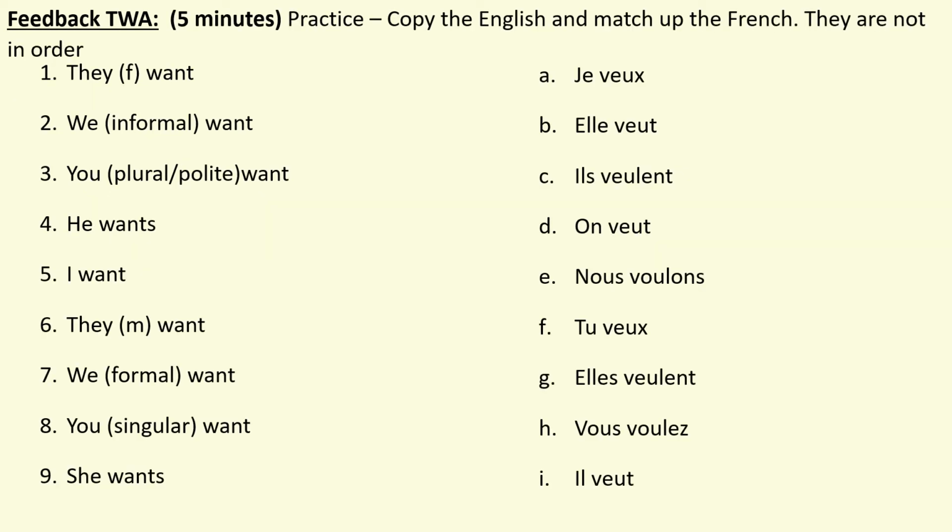Okay, what I want you to do now is do some practice on the verb vouloir. So what I want you to do is copy down the English 1 to 9. They're not in the order that you've just seen them in, but they're all different parts of the verb vouloir, to want. I want you to copy down this side, and then write the correct French next to it. So, for example, they feminine want is, tell me. Yep, you guessed it, it's elles veulent. So you're going to write in your book, they feminine want equals elles veulent.